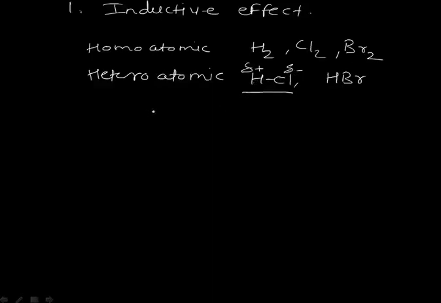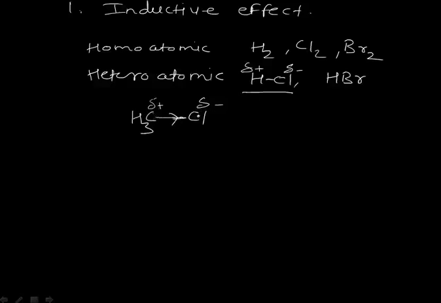As far as organic compounds are concerned, let's consider one example, CH3Cl. Here also we have a C-Cl bond. Again, the carbon and Cl have some electronegativity difference. Cl is more electronegative as compared to carbon, so it acquires delta negative charge and carbon acquires delta positive charge. Cl pulls the electron pair towards the Cl atom, and therefore this carbon becomes electron deficient. As it has partial positive charge, it is electron deficient.